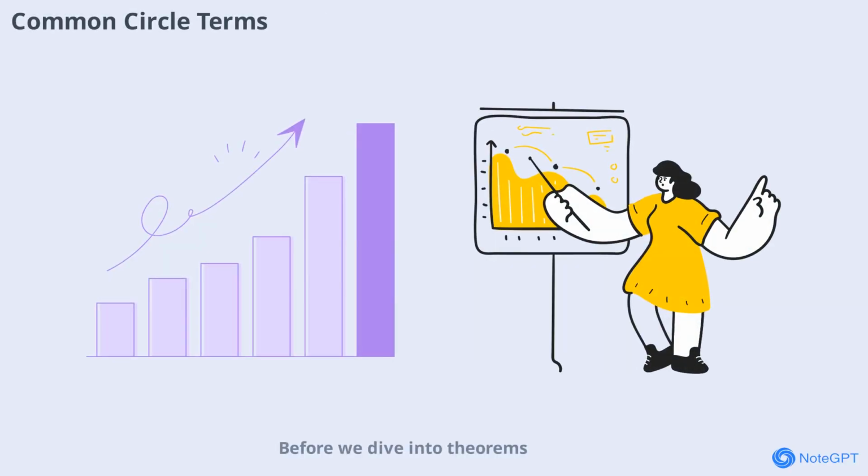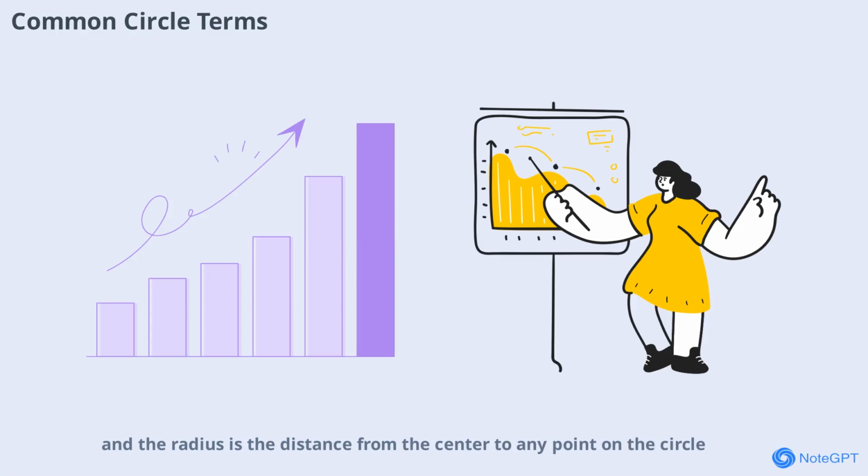Before we dive into theorems, let's clarify some common terms used in circle geometry. A chord is a line segment joining any 2 points on a circle, while a secant is a line that cuts the circle at 2 points. The diameter is the longest chord passing through the center, and the radius is the distance from the center to any point on the circle. Knowing these terms is essential, as they frequently appear in problems and theorems. With these definitions clear, you'll find it easier to follow proofs and solve questions related to circles.